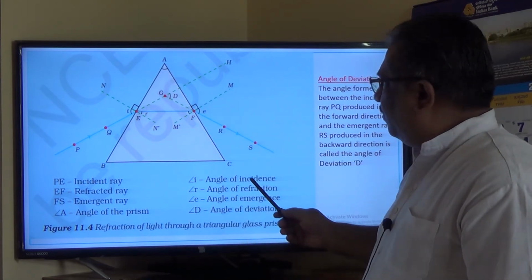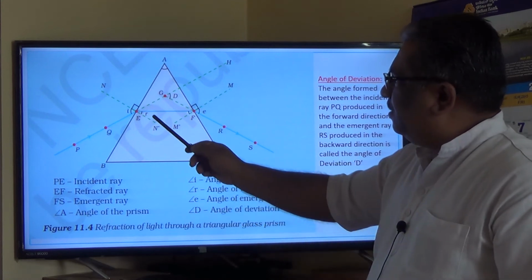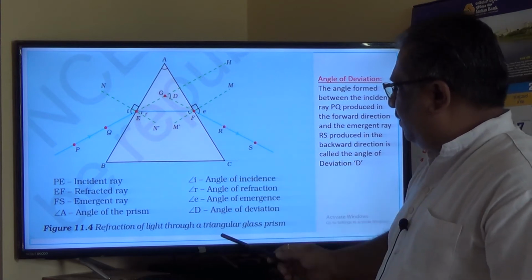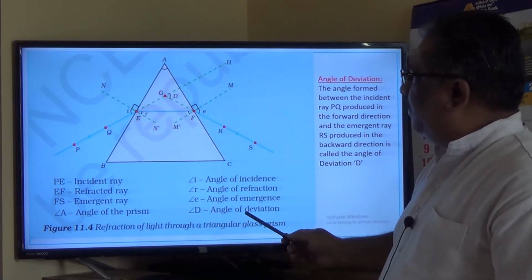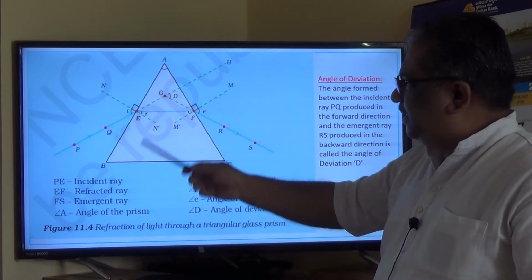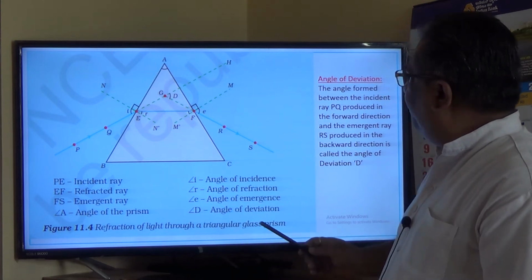I is the angle of incidence, this one. R is the angle of refraction, this one. E is the angle of emergence, E here. And D is the angle of deviation. So this is the refraction of light through a triangular glass prism.